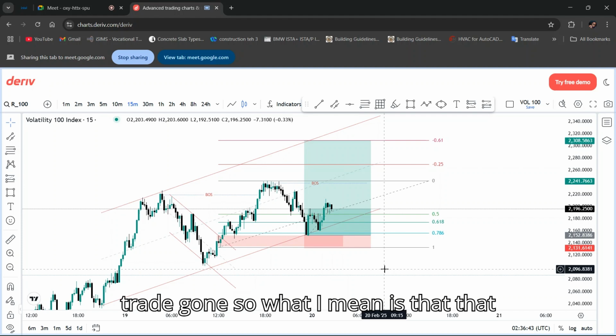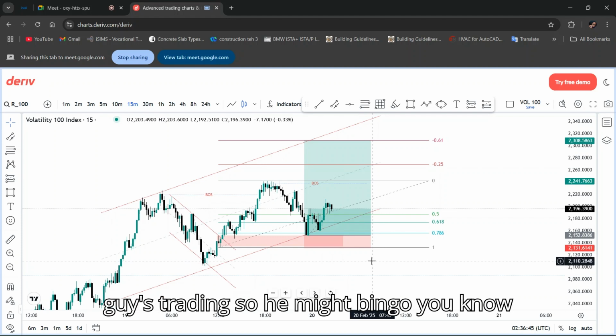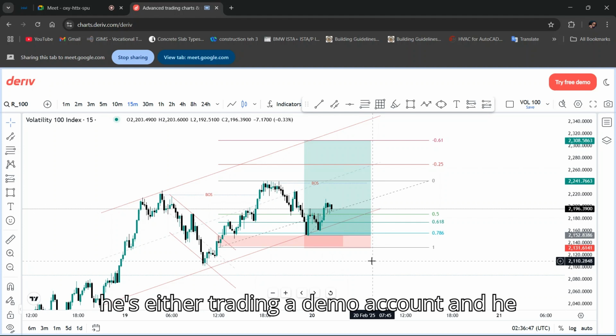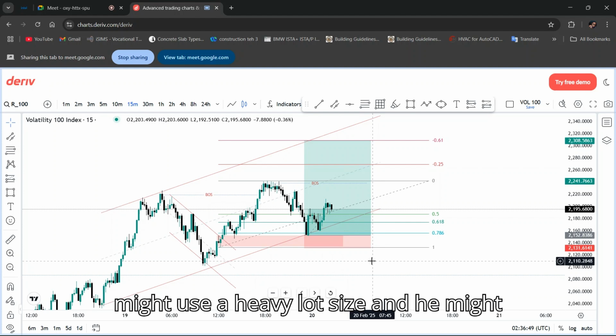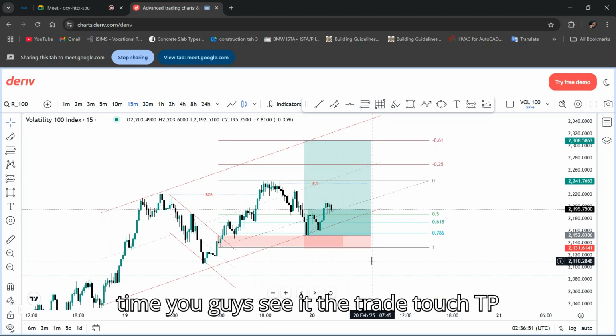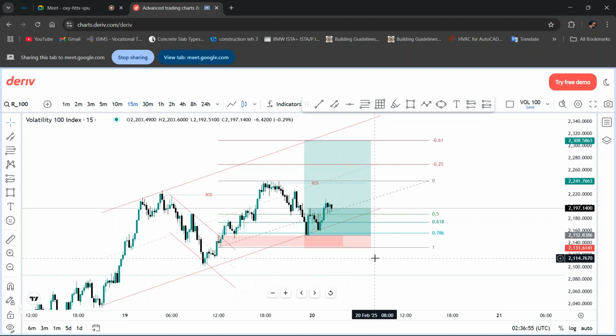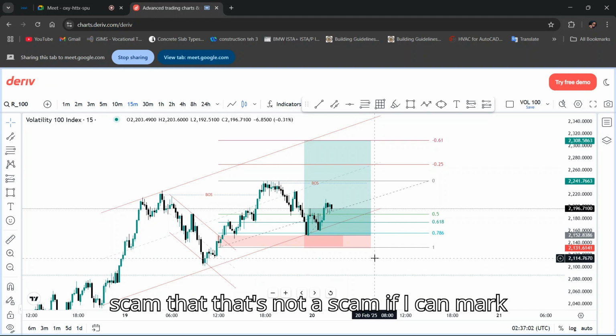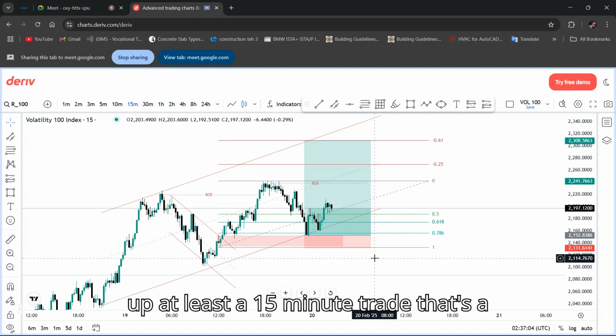So what that means is that that guy is trading, he might bingo. He's either trading a demo account and he might use a heavy lot size and take the trade in for 1 minute. So by the time you guys see it, the trade touched TP a long time ago and is gone. Gone, as in bingo say, gone. Scam that. That's scam. If you can't mark up at least a 15-minute trade, that's a scam.